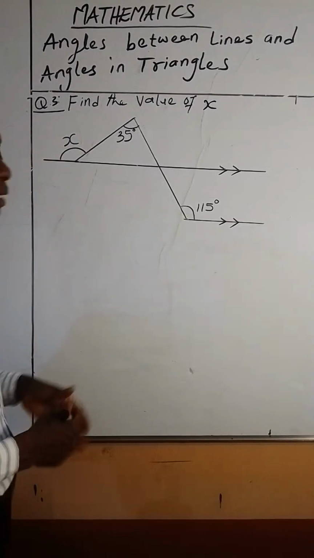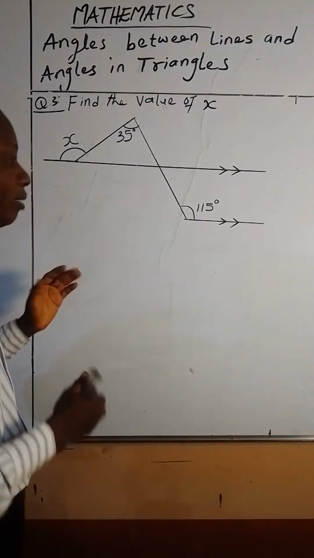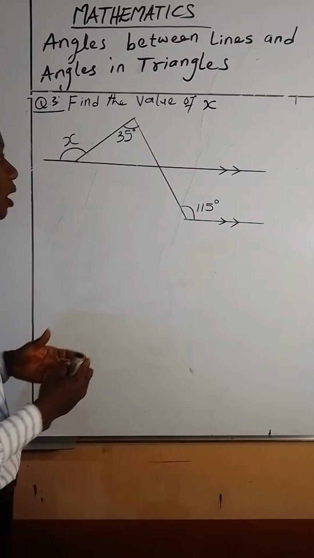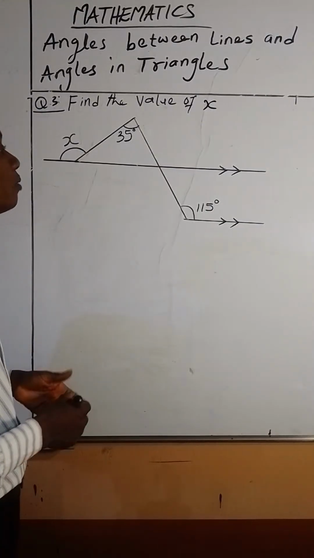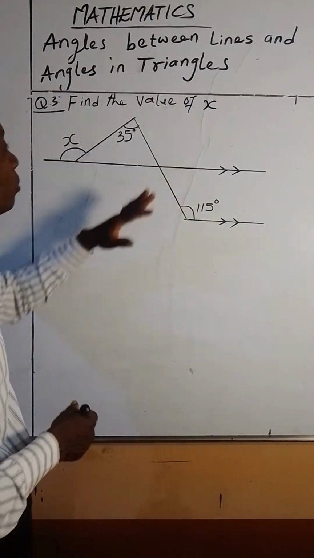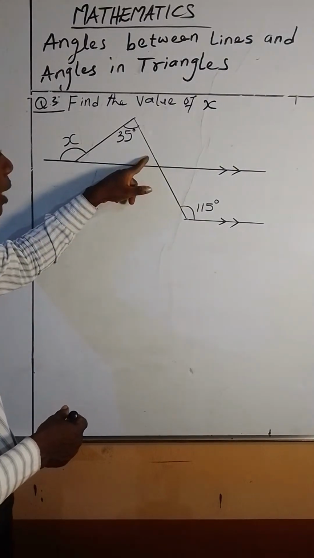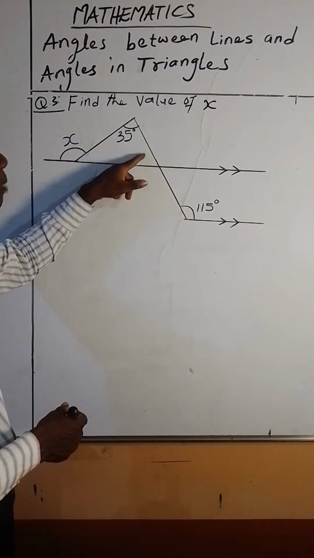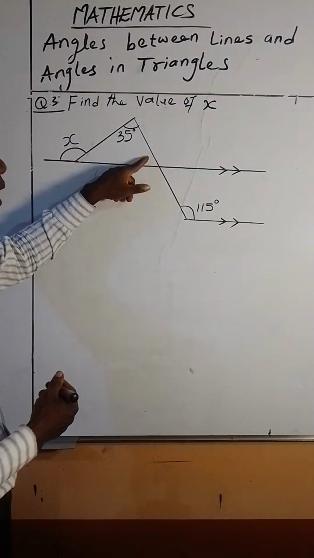What are the characteristics of angles between lines? One, we have what we call vertically opposite angles. Then we also have alternate angles and corresponding angles. Here, we are not going to use so much. We are going to use just two to get what is here. We'll place a letter here, maybe Y or A or B. I'll just choose Y to be here.